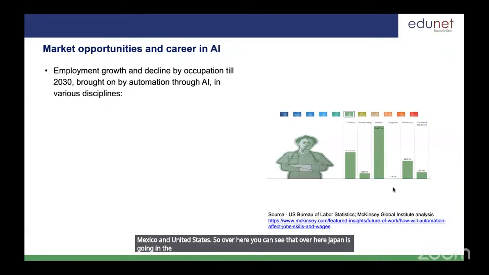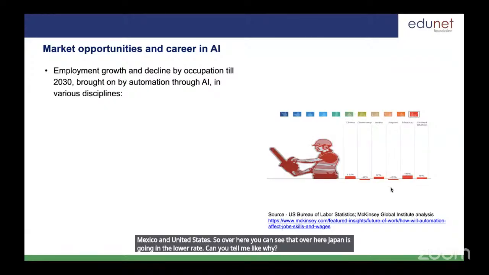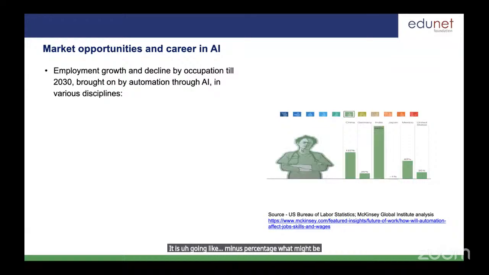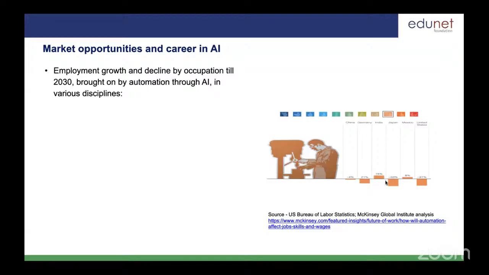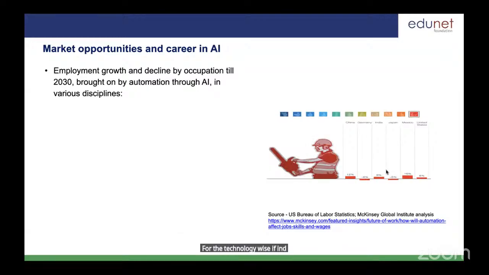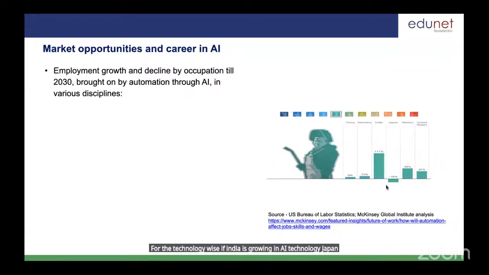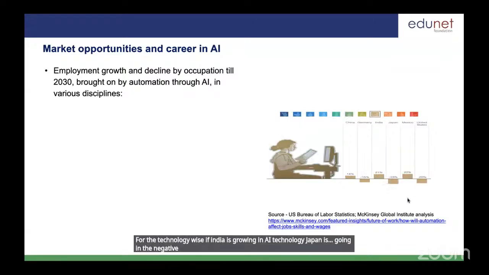Can you tell me why it is going into a minus percentage? What might be the reason over here? Technology-wise, if India is growing in AI technology, Japan is going in the negative direction. What might be the reason?